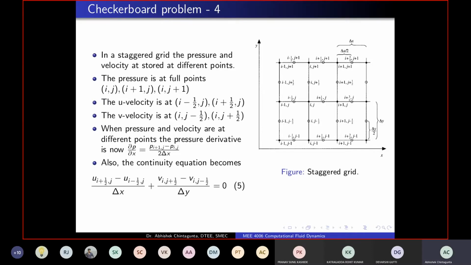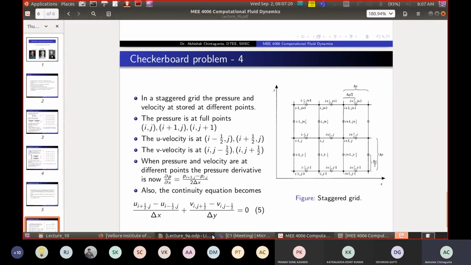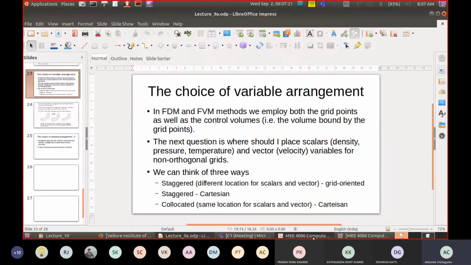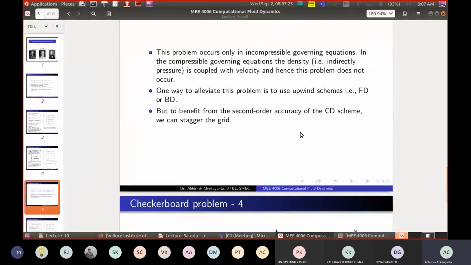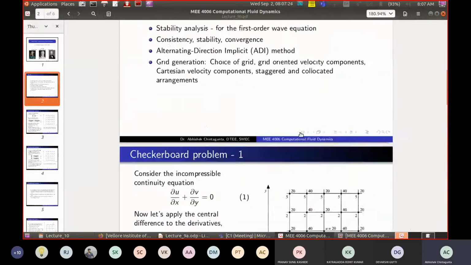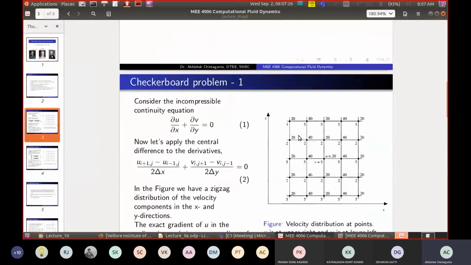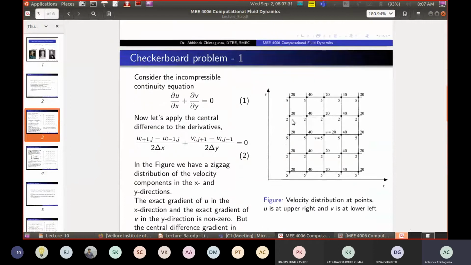Okay, so why did we look at this thing first of all? Because we were learning about grids, we have the choice. When we take a grid, we have the choice of placing our velocity variables and scalar variables, that is vector variables and scalar variables, at different locations of our choice, and our choice should be sensible and logical.